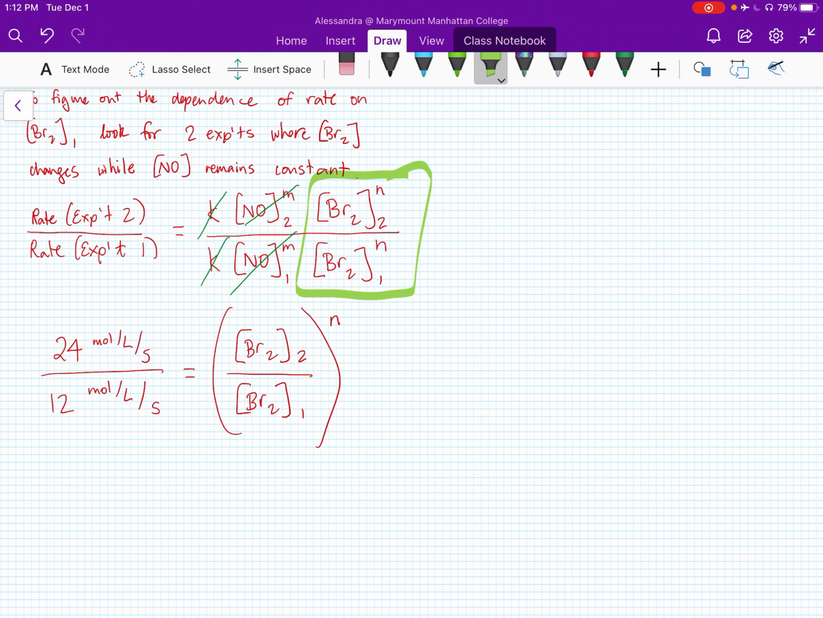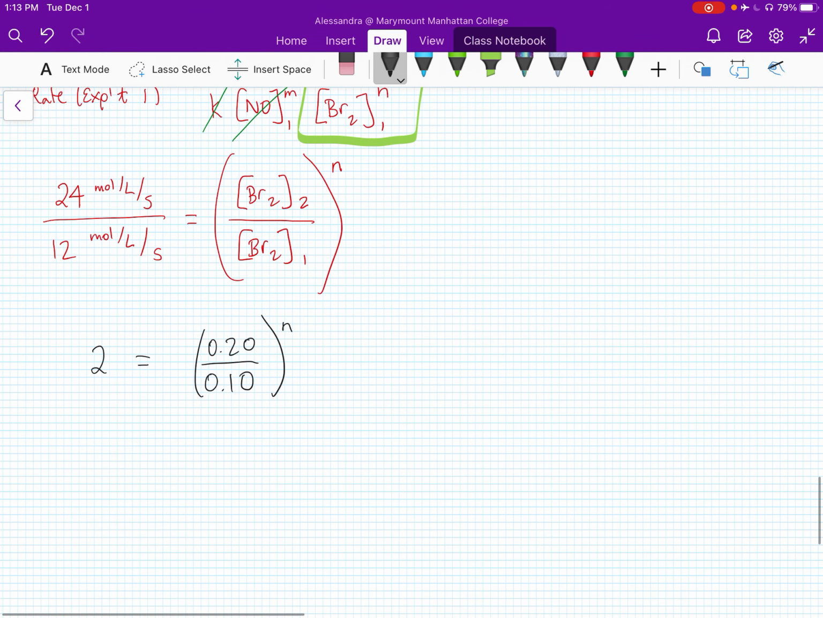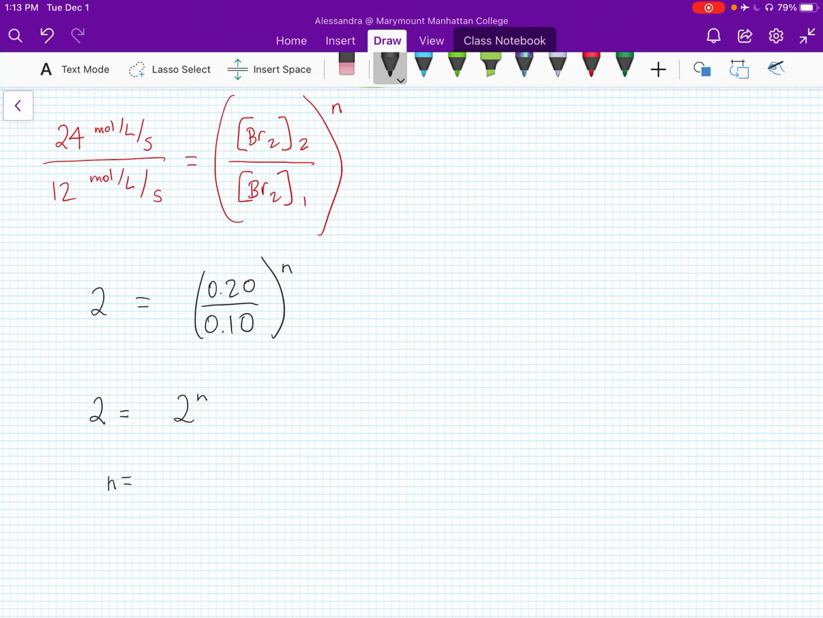So that means that I can really simplify this. 24 divided by 12 is 2, and I'm going to have 0.20 molar divided by 0.10 molar for those concentrations raised to the n power. So now I can solve for n. This simplifies to 2 being equal to 2 raised to the n power. And from there, it should be pretty obvious that n is equal to 1. So we would say that the reaction is first order in bromine concentration. That's what we just figured out here.